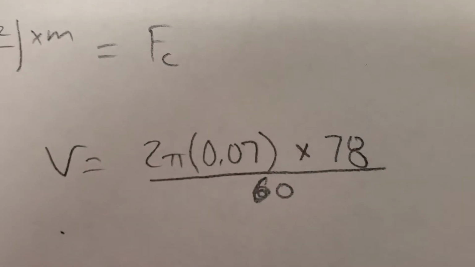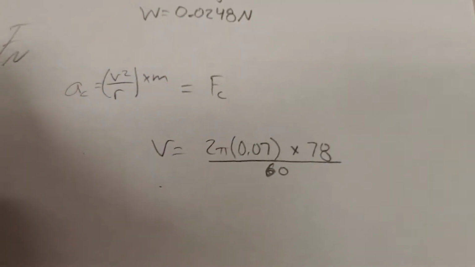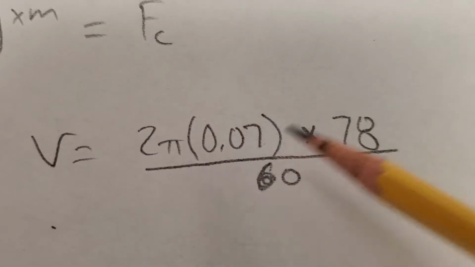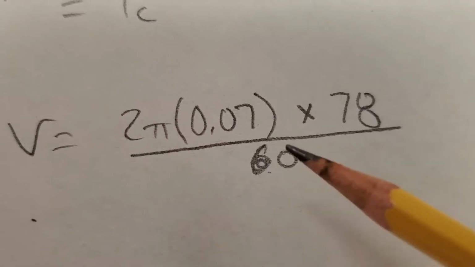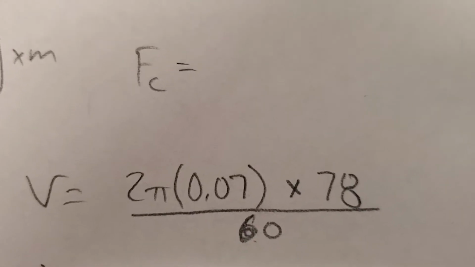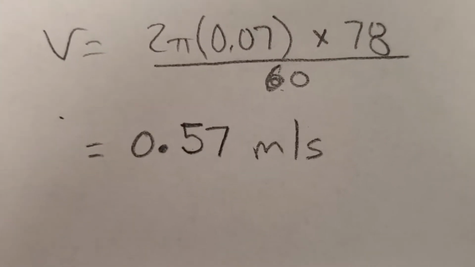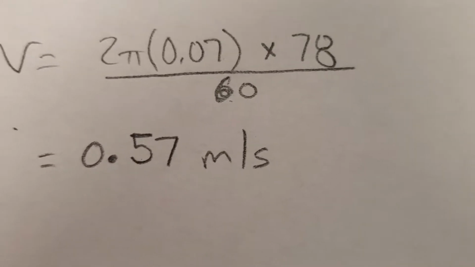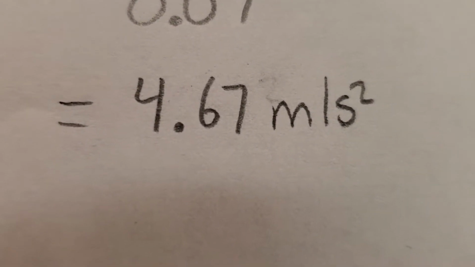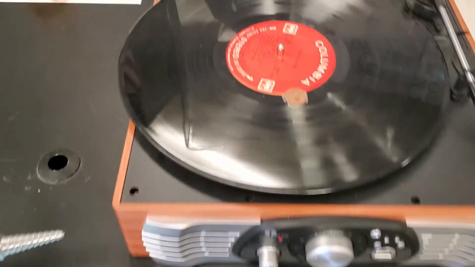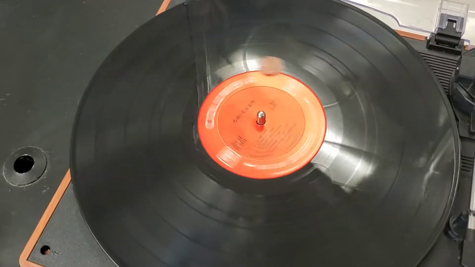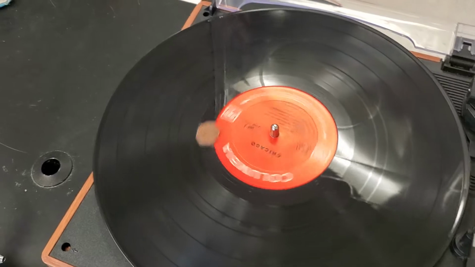Really quick, remember that your velocity is equal to 2 pi r, your radius r, multiplied by the RPMs, divided by 60. So that's your velocity. So what'd you guys get for velocity? I got 0.57 meters per second. So now let's find this acceleration. Very good. You get 4.67 meters per second squared. So that's the acceleration of our penny flying around this turn right here.